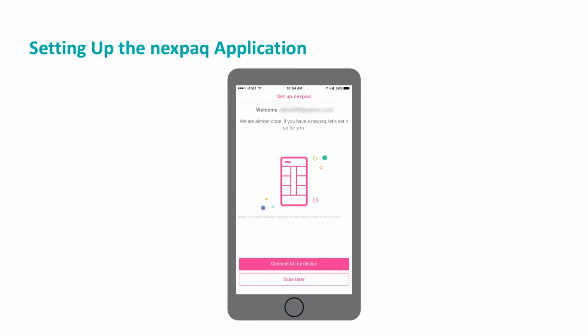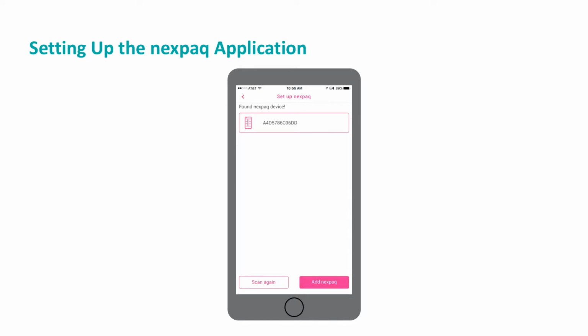Now if everything is working and you're in Bluetooth range, you'll see your nexpaq gateway listed on the Setup nexpaq page. The gateway will have a name consisting of 12 hex digits, the gateway's MAC address. Touch the gateway and then touch the Add nexpaq button.